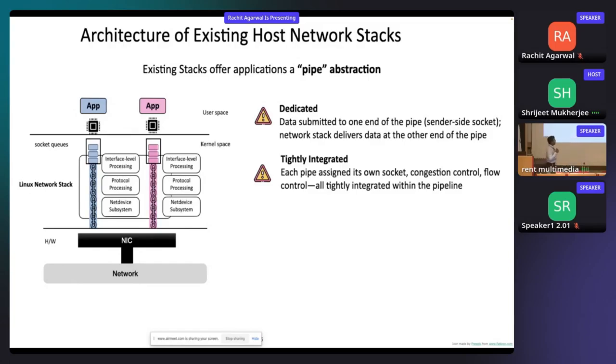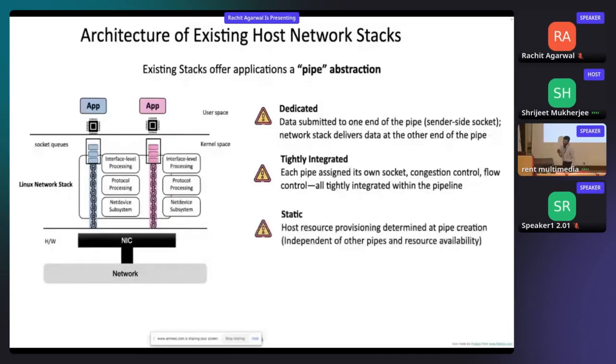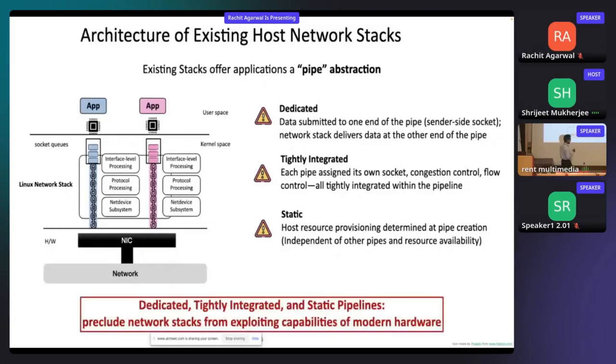The second one is that these pipes are tightly integrated. Each pipe is given its own socket. It's given its own transport layer, congestion control, flow control, whatever you want, and its own resources at instantiation time. When the socket is instantiated, you give everything to that socket at that time. Yes? And the last one is slightly connected: all the resources that are allocated to these pipes are static. When we instantiate a socket, we do not ask how many other applications are running in parallel, how many resources are free, right? So the resources allocated to this pipe are completely static. They're independent of what other pipes I have in the system. They're independent of what resources are available and so on. So these dedicated, tightly integrated, and static pipelines are the real problem, okay? And these are the problems that do not allow us to get all the performance that we can get from the network hardware.